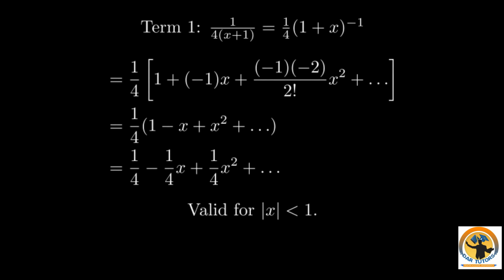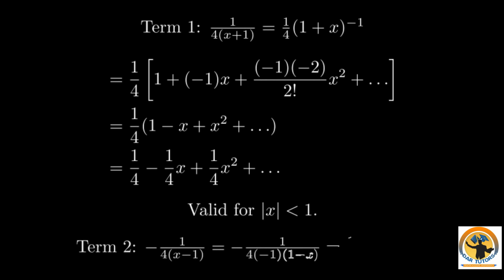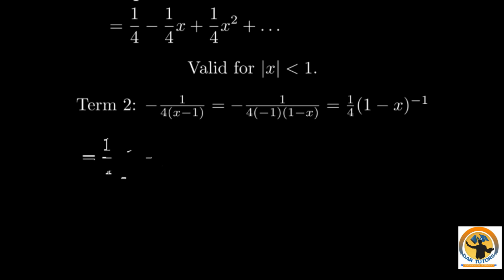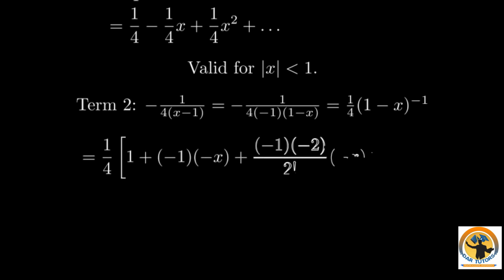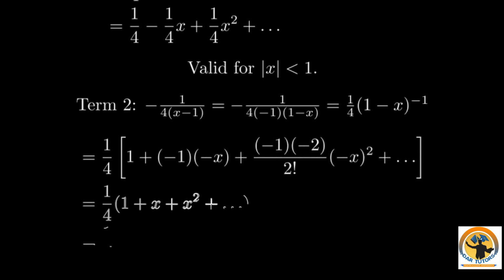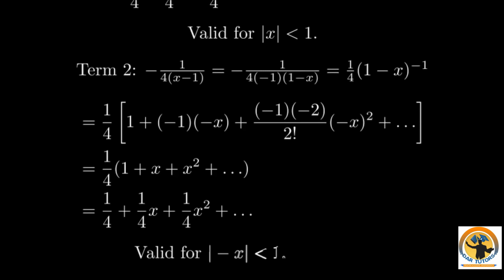Next, let's expand the second term. We have negative 1 over 4 times (x minus 1). It's crucial to rewrite x minus 1 as negative 1 times (1 minus x). This allows us to get the 1 at the beginning of the bracket. Now we expand (1 minus x) to the power of negative 1. Using the formula with n equals negative 1 and our x term being negative x, we get 1 plus x plus x squared, and so on. Multiplying by 1/4, we get 1/4 plus 1/4 x plus 1/4 x squared. This is also valid for the absolute value of x less than 1.